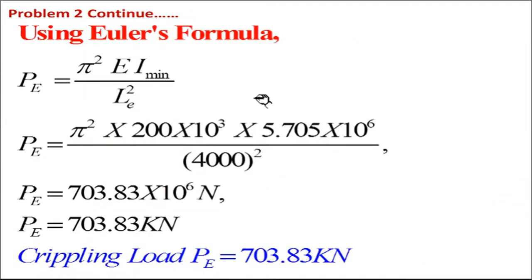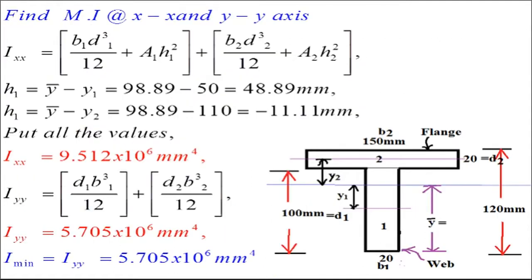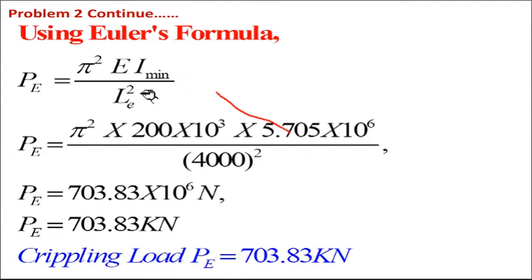And now using Euler's formula, pi square EI minimum upon L square, pi square into E, 200 GPa is given in the problem here. Okay, then I is 5.705. So that I have written over here, E is here, and L effective is 4000 mm square. Okay, effective length. By solving this, you will get the value of Euler's formula.